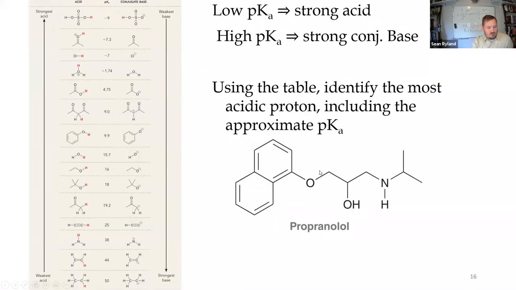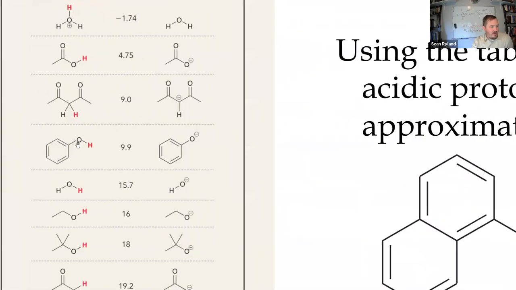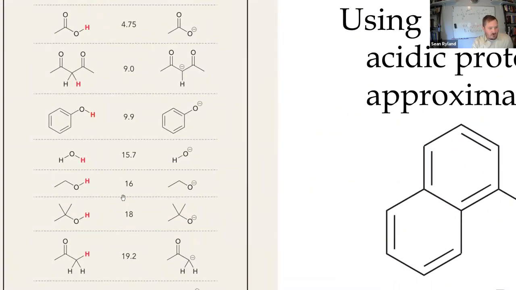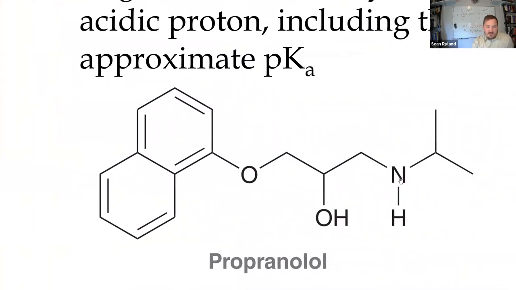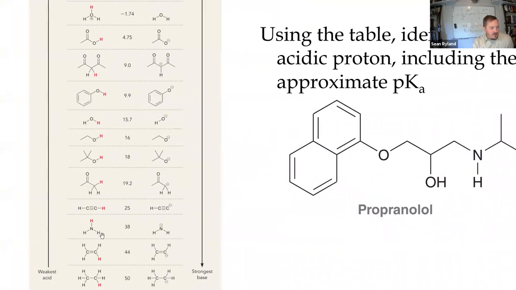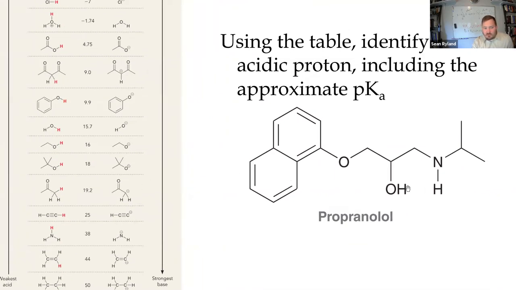And if we start looking at this chart over here, if we look at OHs, alcohols in general are going to be somewhere in the 16 to 18 range to deprotonate an OH group. If we looked at the nitrogen, it doesn't have a positive charge, so deprotonating a nitrogen is going to be all the way up in that 38 range. So out of those two possibilities, the OH versus the NH, the OH is going to be more acidic, because looking on this chart, all of these OHs are in that same range between about 16 to 18. So out of those two options, the OH should be more likely to be deprotonated.